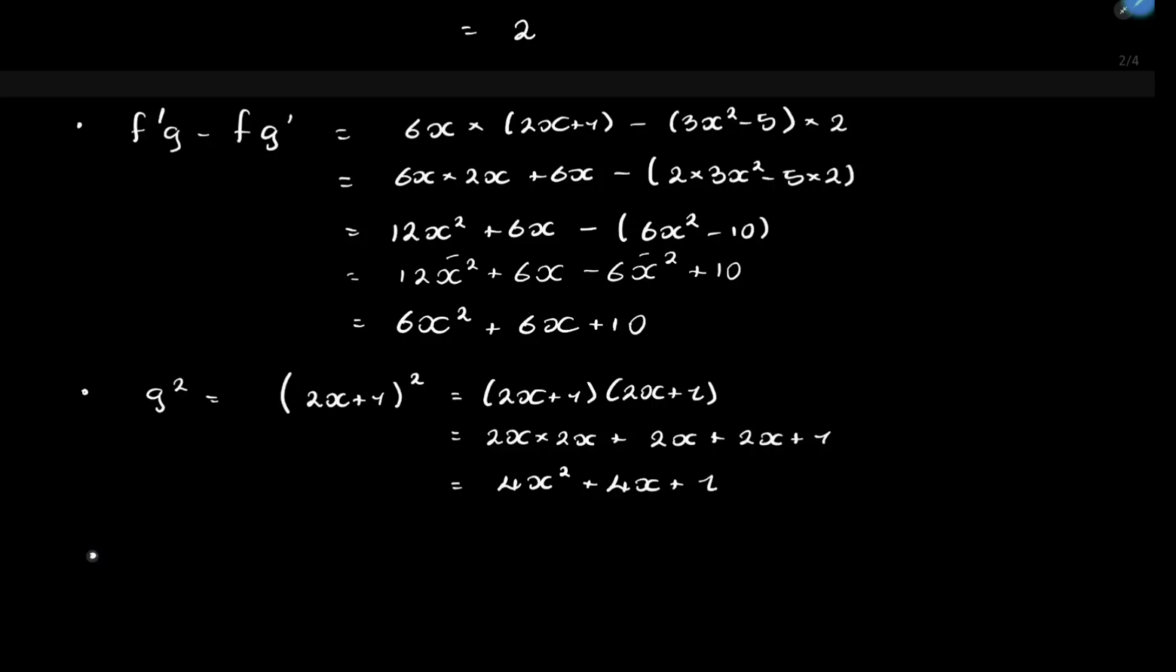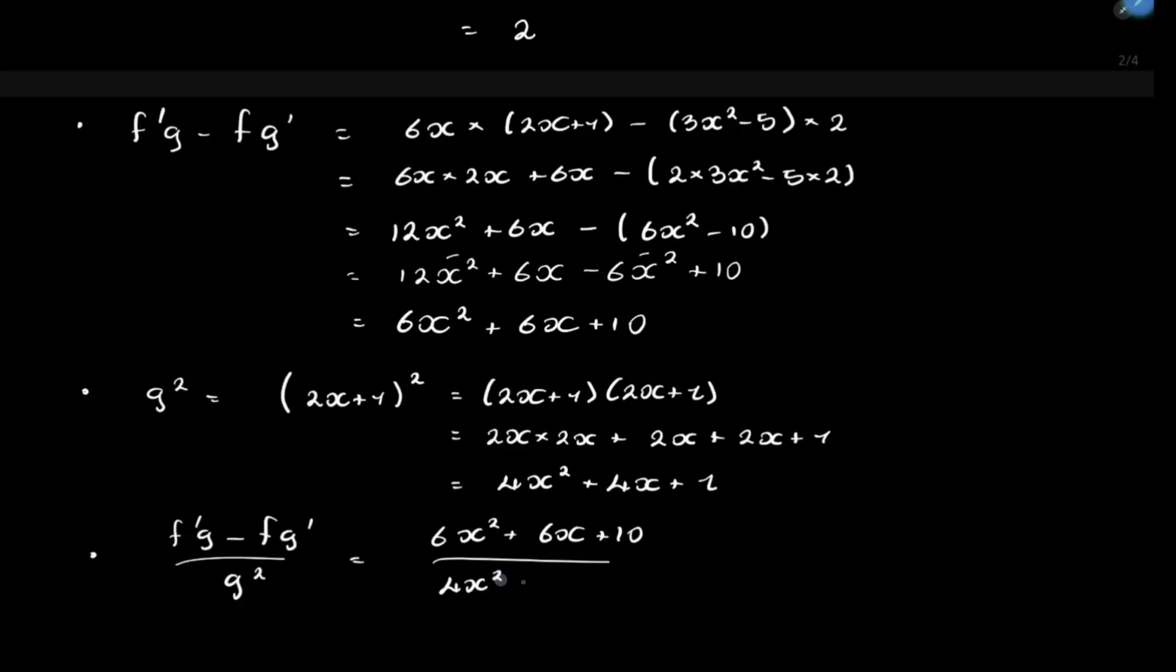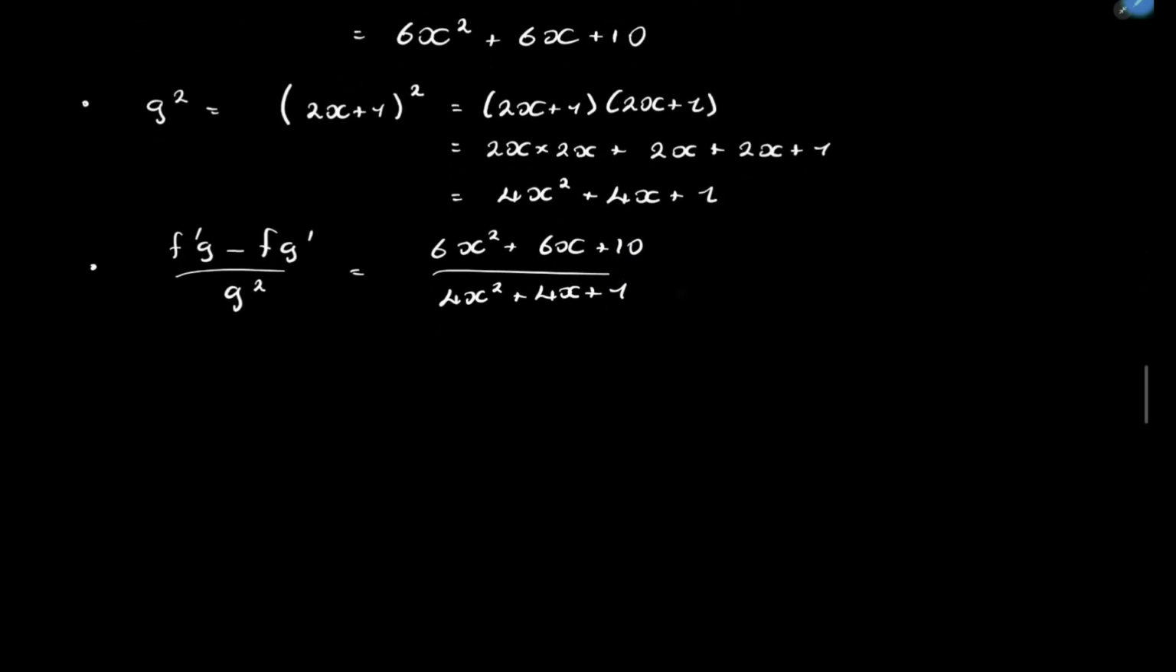Okay, we can then divide the top computation by g squared. So f prime g minus f g prime, divided by g squared, then gives us (6x squared plus 6x plus 10), all divided by (4x squared plus 4x plus 1). We can then conclude our conclusion.